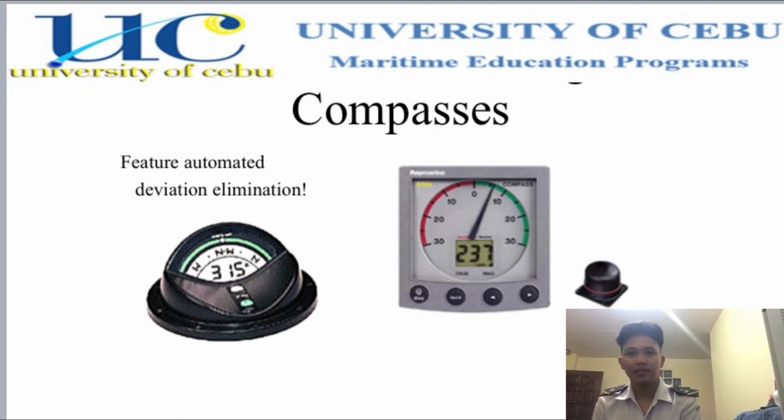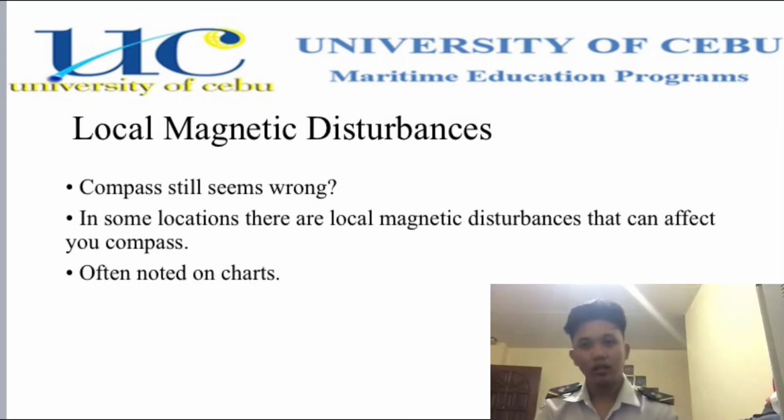Electronic steering compasses. Electronic steering compasses feature automated deviation elimination. Local magnetic disturbances. Compass still seems wrong? In some locations, there are local magnetic disturbances that can affect your compass, often noted on charts.